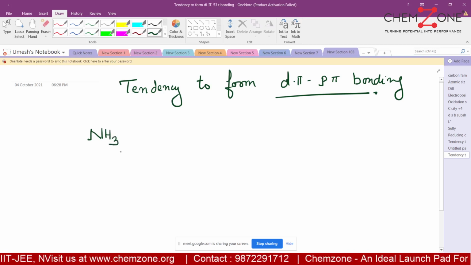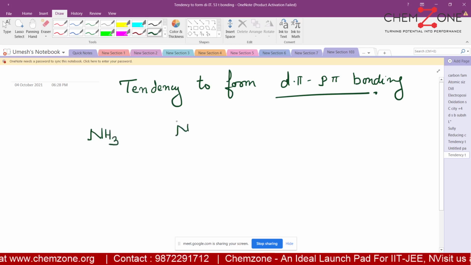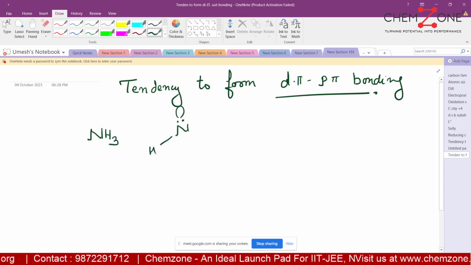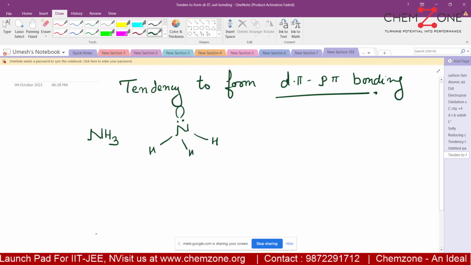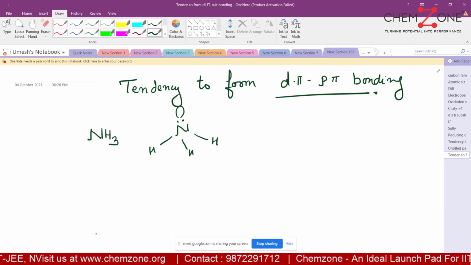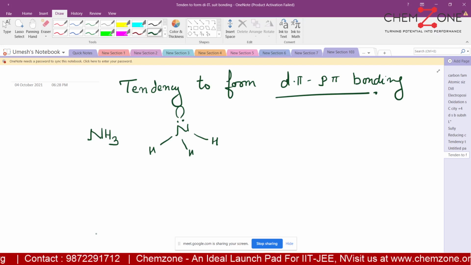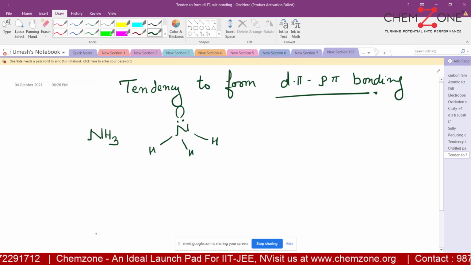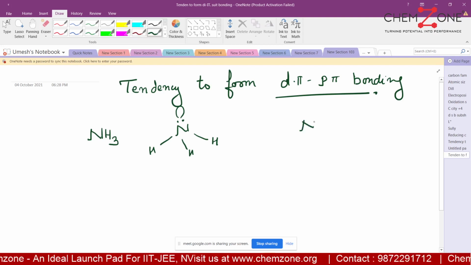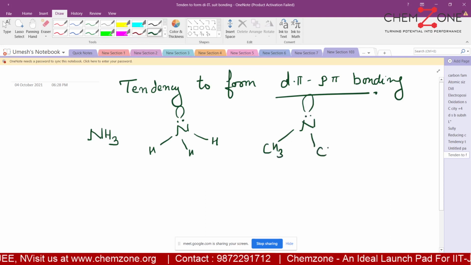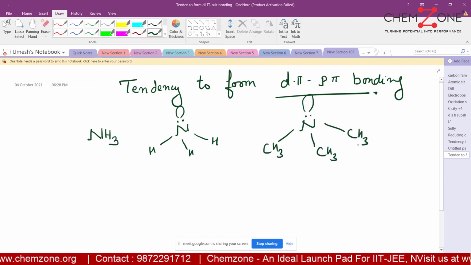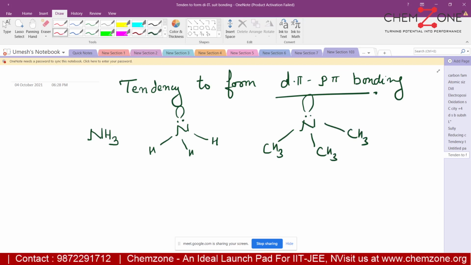Here I have a molecule of ammonia, and it is sp3 hybridized with a tetrahedral geometry and pyramidal shape. Similarly, if I replace hydrogen here with a methyl group, that will also have the same type of geometry, sp3 hybridization.